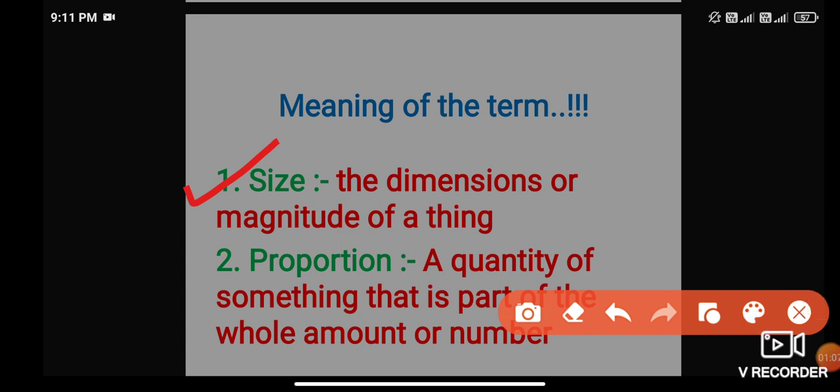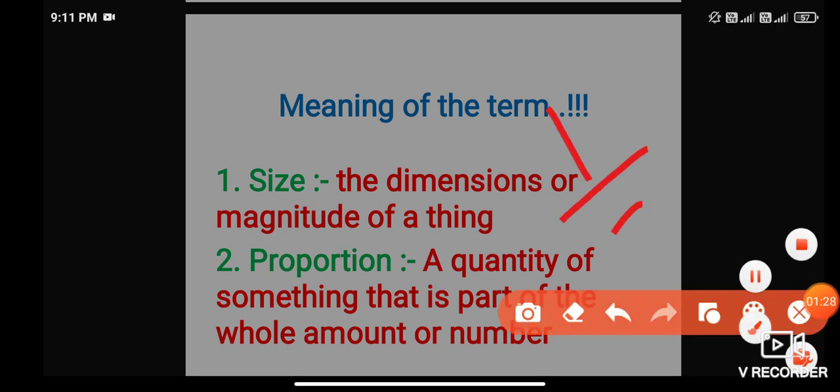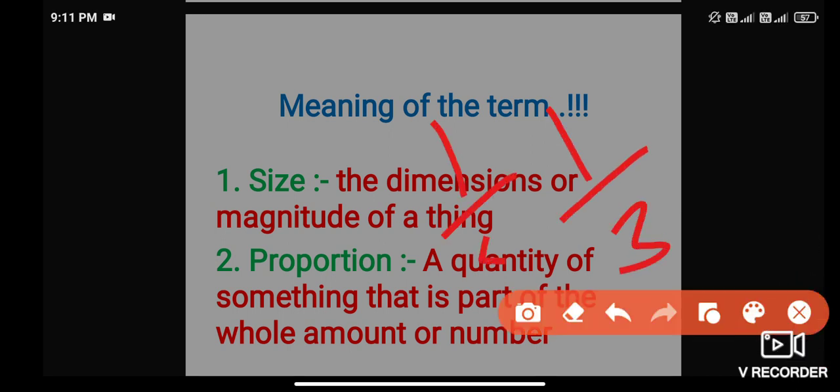And what is proportion? A quantity of something that is part of the whole amount or number is known as proportion. It can be one-third, one-fourth, like that. So that is proportion.